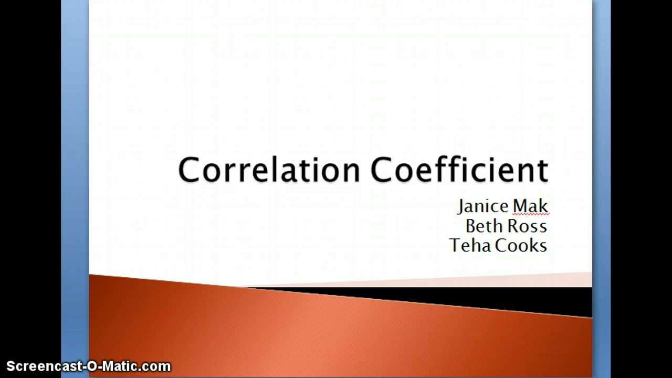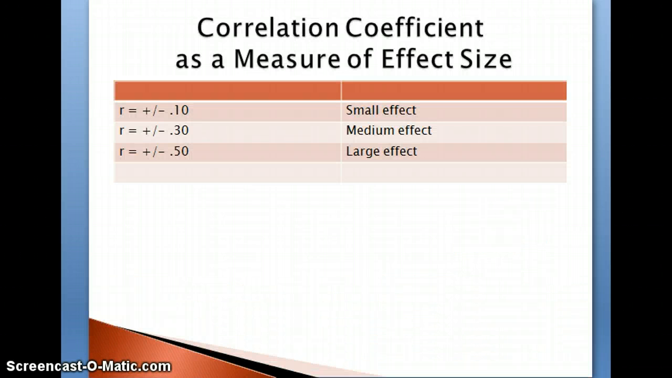+1. When it has a value of -1, it means that there is a perfectly negative relationship, whereas a value of +1 means the exact inverse. A coefficient value of 0 means that there is no relationship between the two variables. It is often used to measure effect size since it is a standardized measure. Plus or minus 0.1 equals a small effect. Plus or minus 0.3 is equal to a medium effect. And plus or minus 0.5 is equal to a large effect.